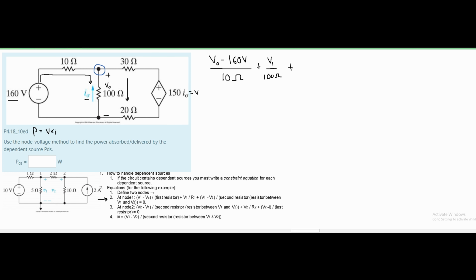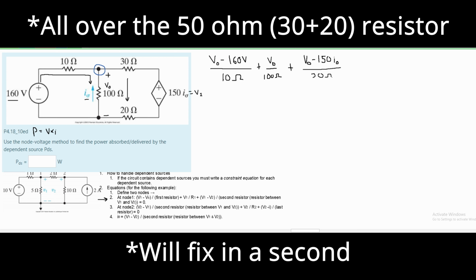Now we want our V1 minus V2 over the resistors between. So this is basically our V2 right here. We have 150 times our I naught, and our V naught is like the V1 in the equations. I'm going to correct this. I accidentally put V1 here. That should be a V naught. But for this, we're going to have a V naught minus 150 times our I naught, and this is all over the 30 ohm resistor.